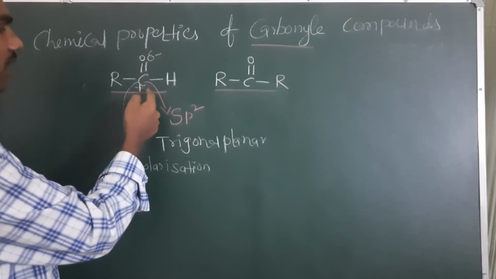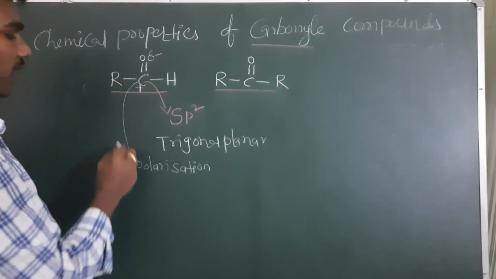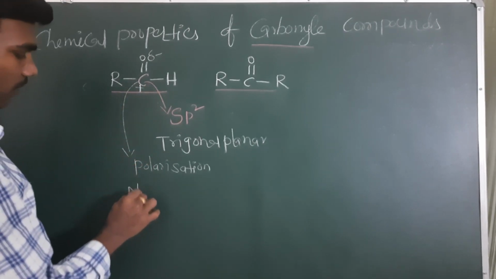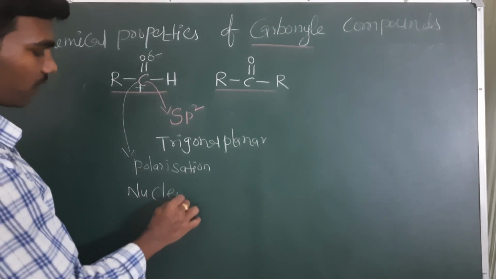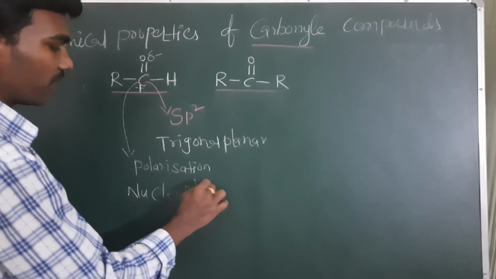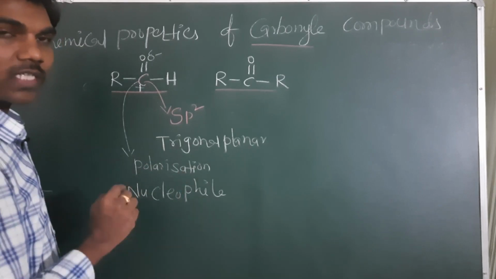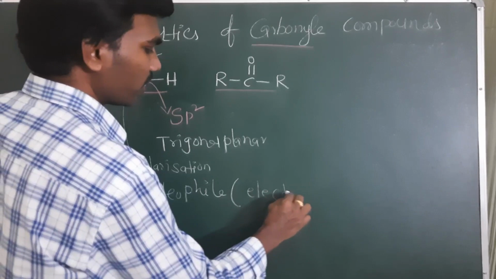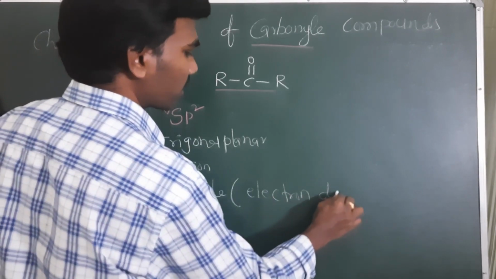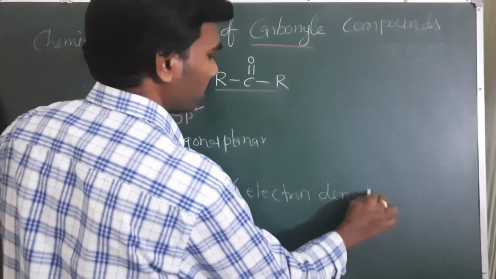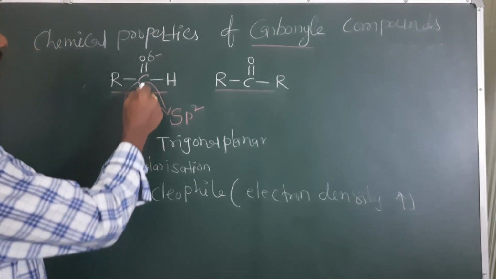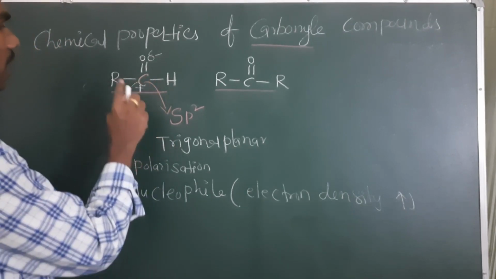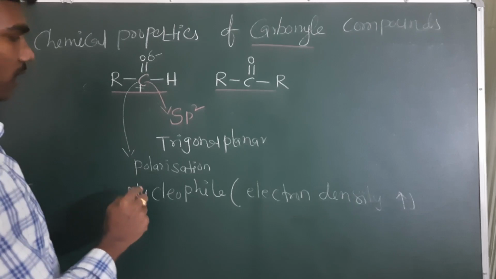When carbon is having electron deficiency, definitely it will react with a nucleophile. What is meant by nucleophile? A nucleophile is nothing but a species which is having more electron density. So, if carbon is suffering with electron deficiency, definitely it will react with a nucleophile.